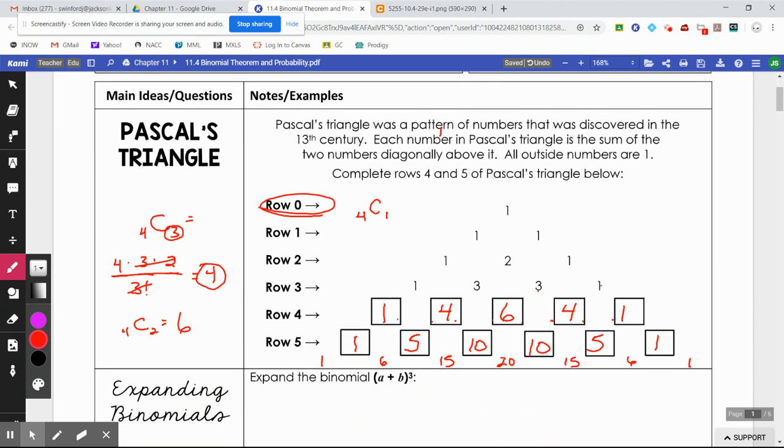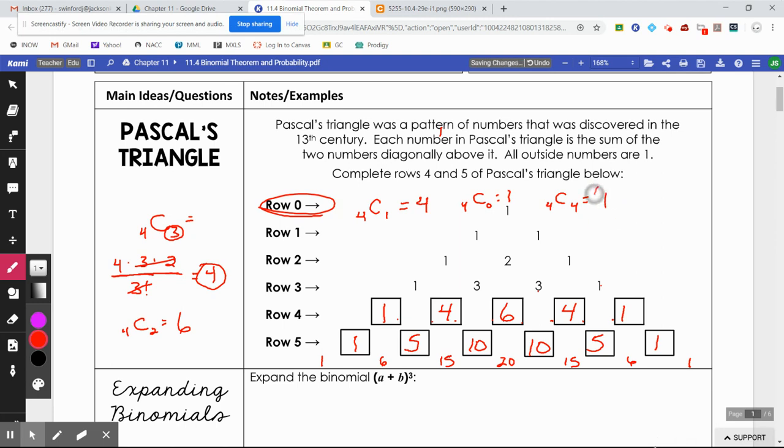Combinations of 4 choose 1 would be one blank with 4 to choose from, and then divided by 1 factorial, so that'd be a 4. The combinations of 4 choose 0: there's only one way to make a choice of 0. Let's do the combinations of 4 choose 4. That'd be 4 choices, 4 blanks. That'd be 4 times 3 times 2 times 1 divided by 4 times 3. So that would also be 1.